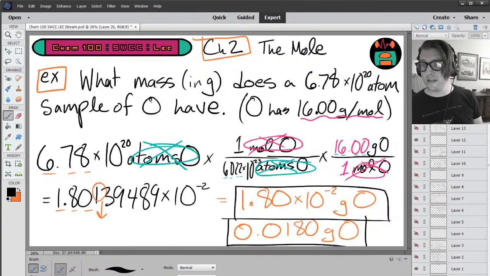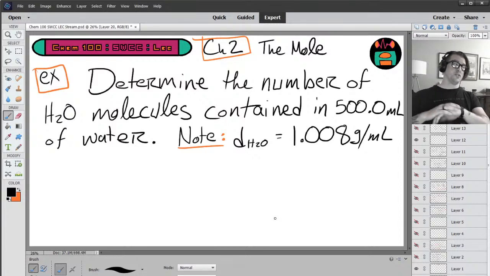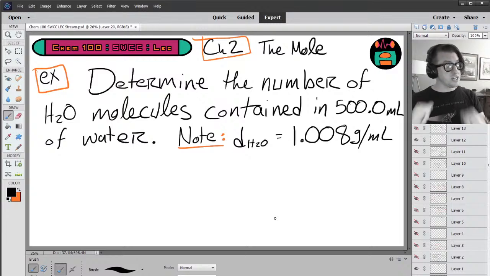Try this challenge problem. It's really good. And this is totally something that could show up on exam 1. So here's a chance to get at it early.